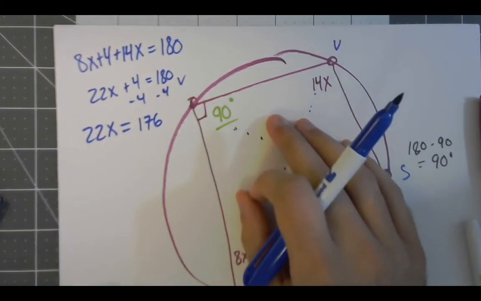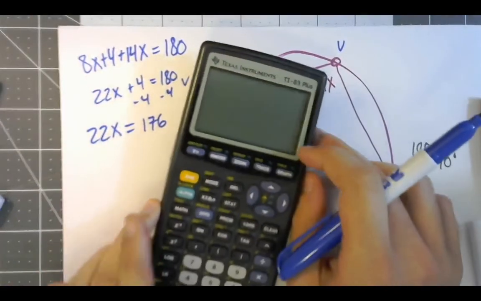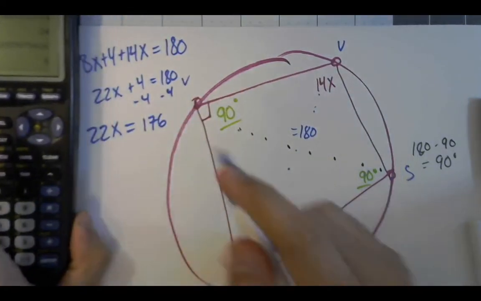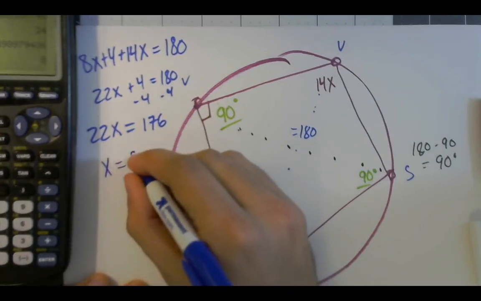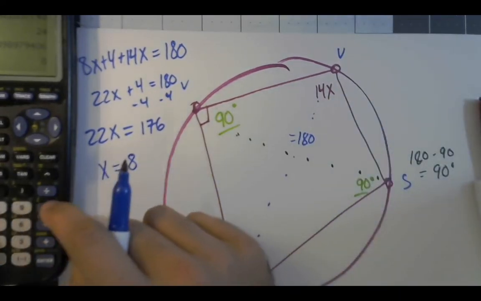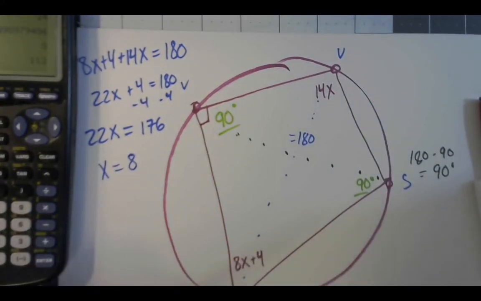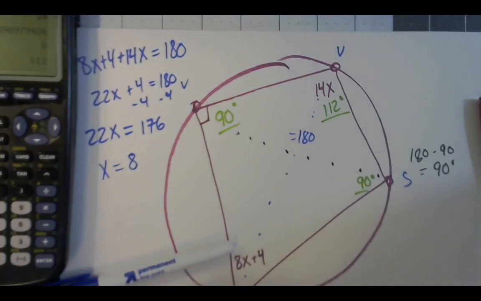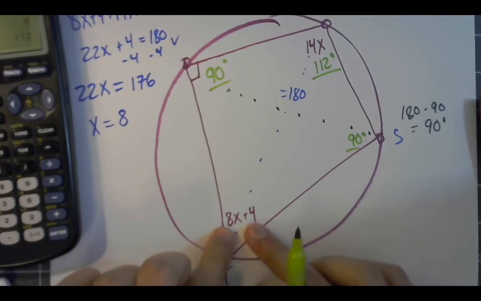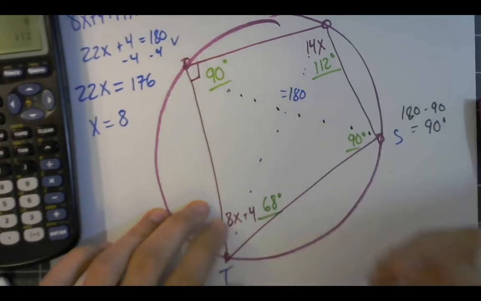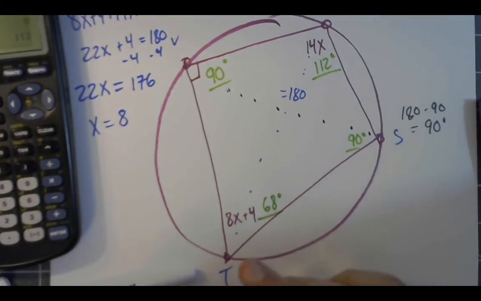Does that work out? I don't know off the top of my head. Luckily, we have our calculator. 176 divided by 22. Perfect. It is a nice round number, 8. So if x is 8, I just come over here. I can type 14 times 8 to get 112 degrees. And then for the last part, 8 times 8 is 64, plus 4, that'd be 68. Also known as the supplement to 112. These two will add up to 180.